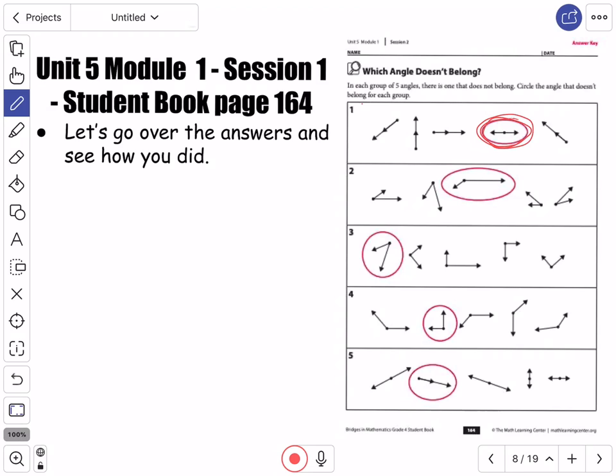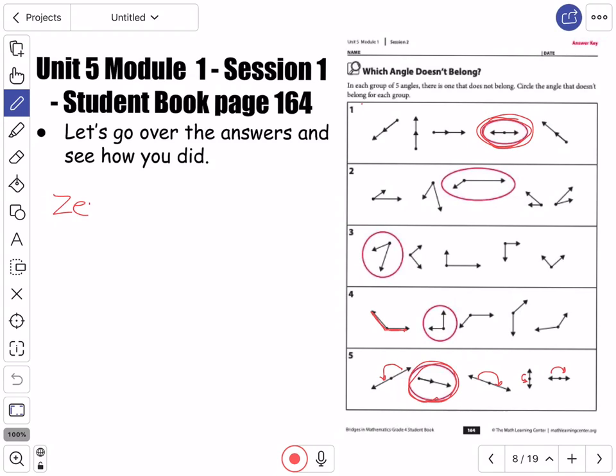For number 3, the first one doesn't belong. If you look really carefully, all of the other angles are right angles, and that's the only one that is an acute angle. For number 4, the second one doesn't belong because that is the only right angle in that one, and all of the other ones are obtuse angles, meaning they measure more than 90 degrees. For number 5, the one that doesn't belong is the second one, because this would be a 0 degree angle, or a 0 angle.